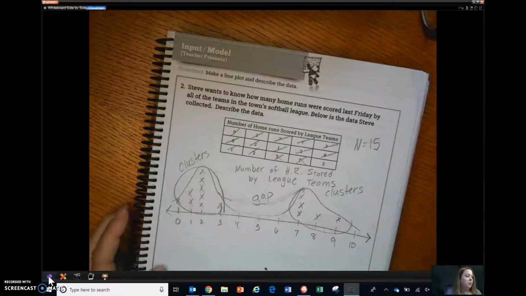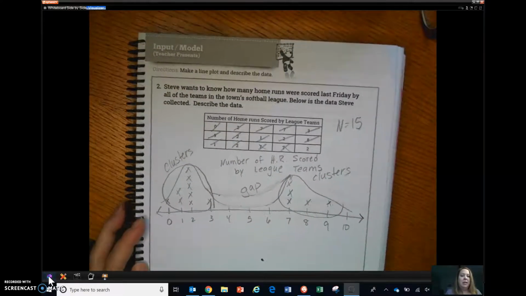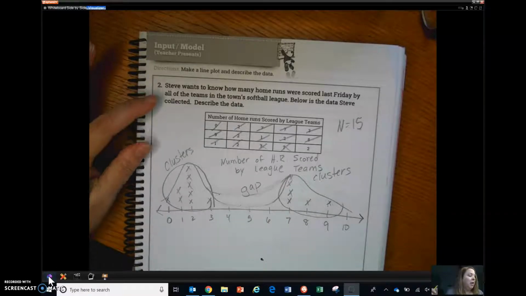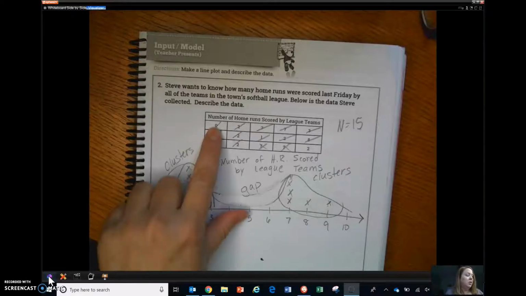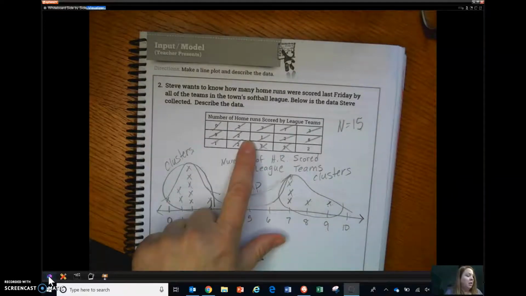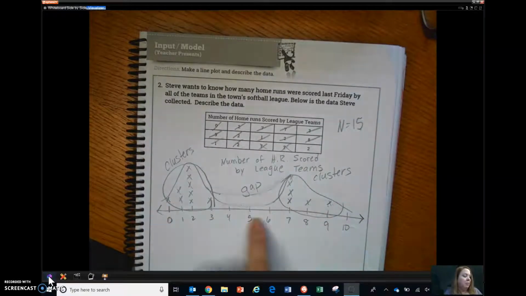The other one, this kid Steve wanted to know how many home runs were scored last Friday by all the teams in the town softball league. So what he did is he took the amount of home runs they got, and it varied from 0 to 9. So all I did was make my number line. I knew if I had 0 to 9, I needed to number 0 to 9 or 10.